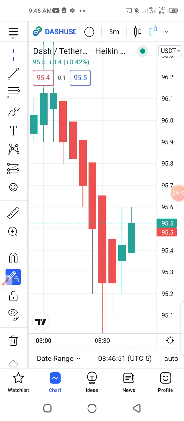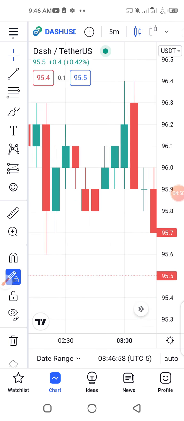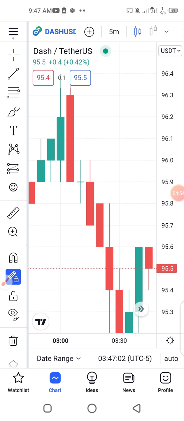Let's go back to the other one and see this particular thing that we saw. So you see, there are ups and downs, as in green, red, green, red, green, red, green, red.